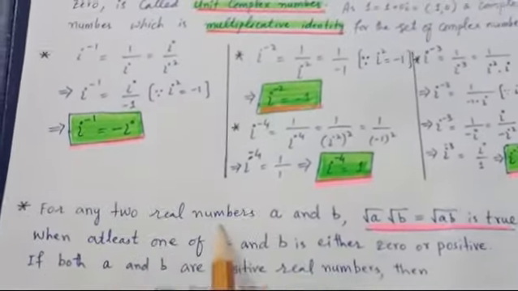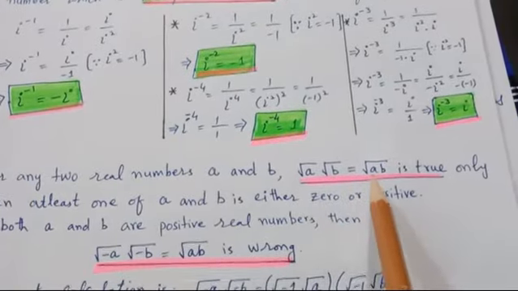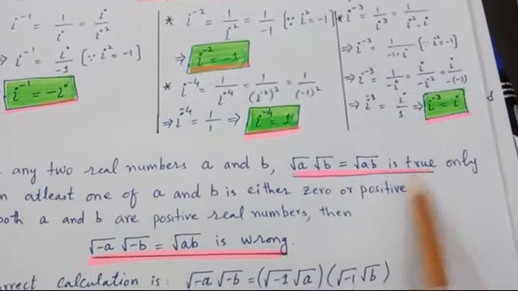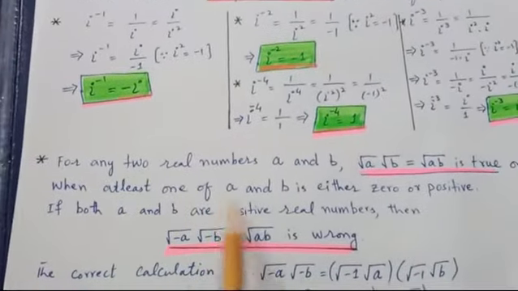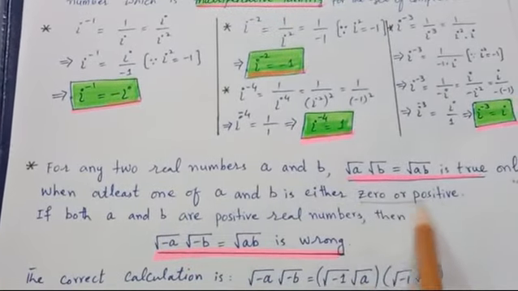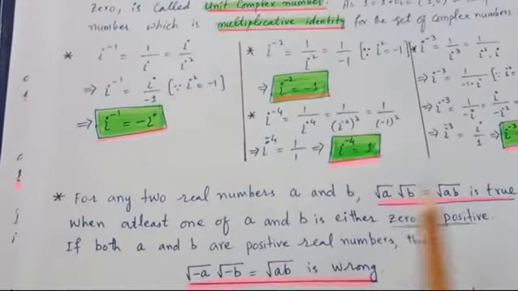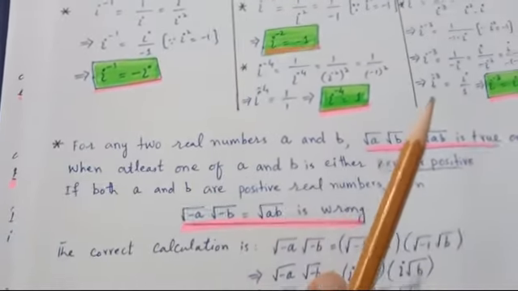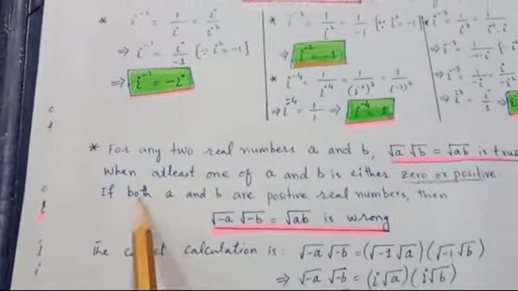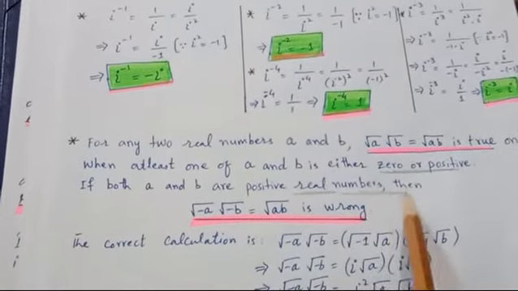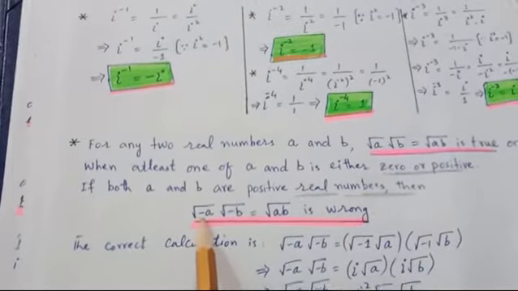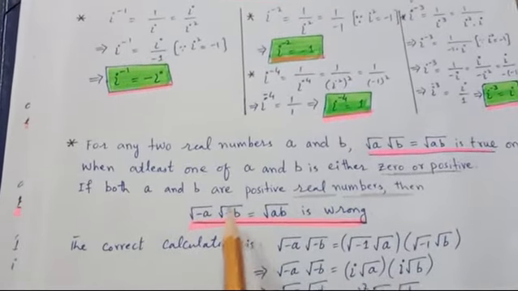So now see to this. For any two real numbers a and b, square root of a multiplied by square root of b is equal to square root of ab is true only when at least one of a and b is either 0 or positive. If a and b are positive real numbers, then minus a will be negative, minus b will be negative.